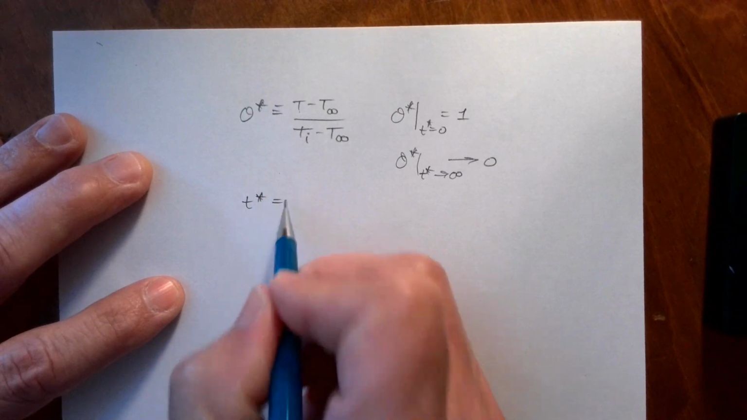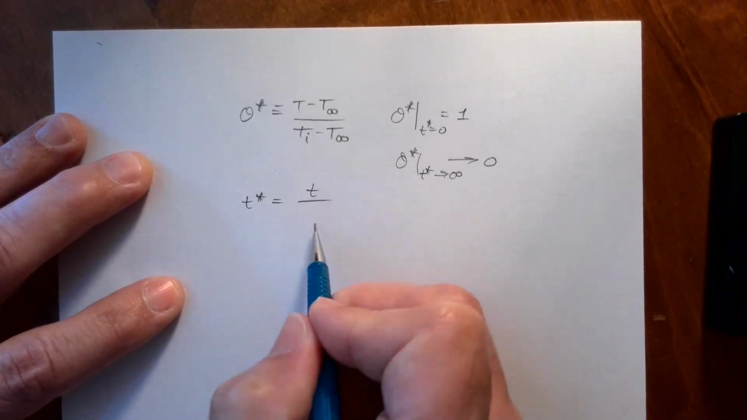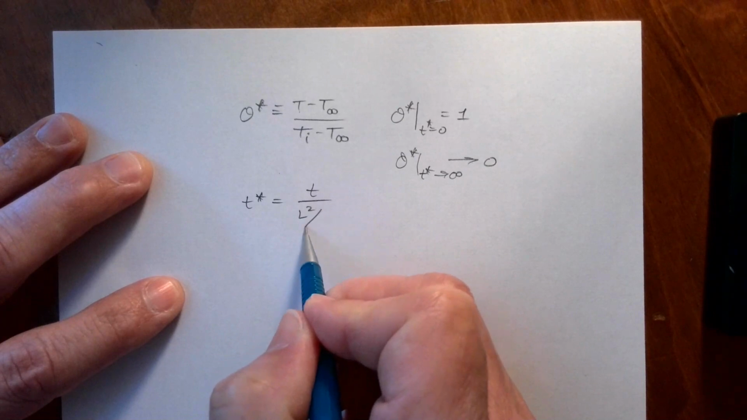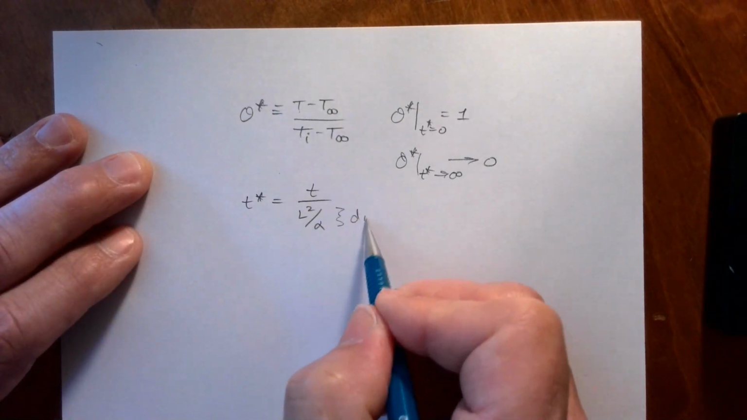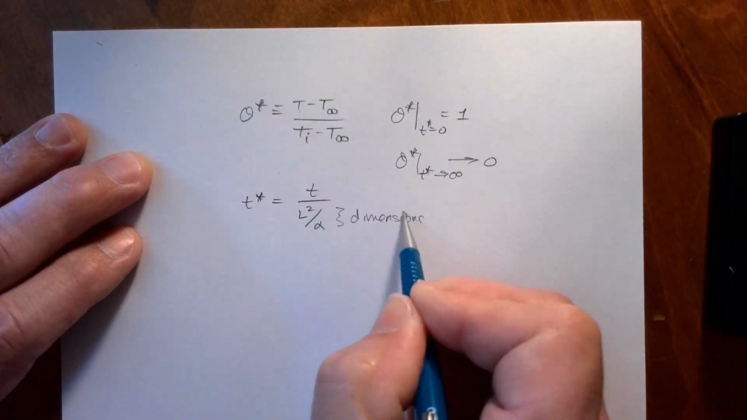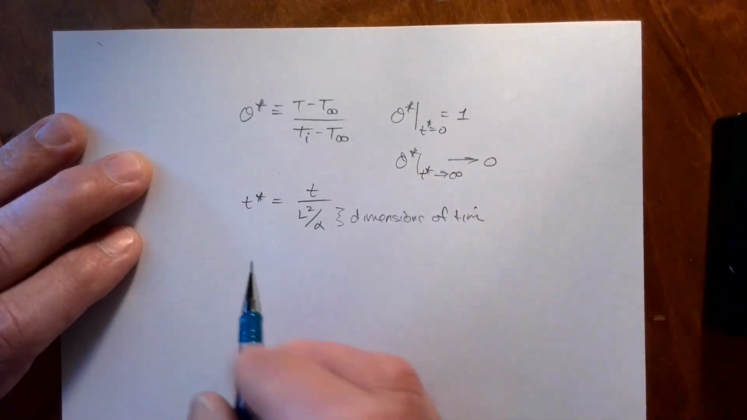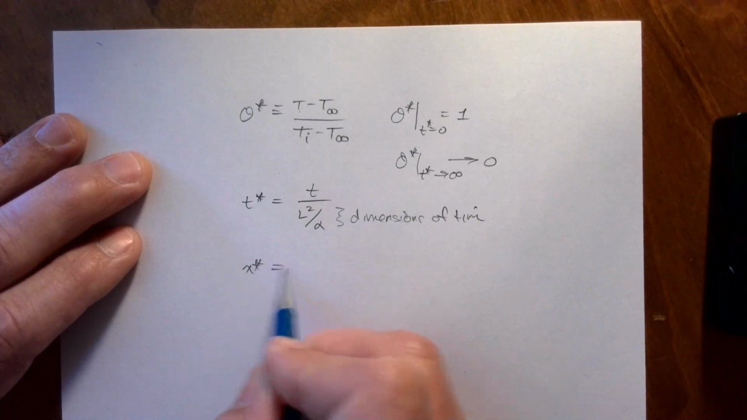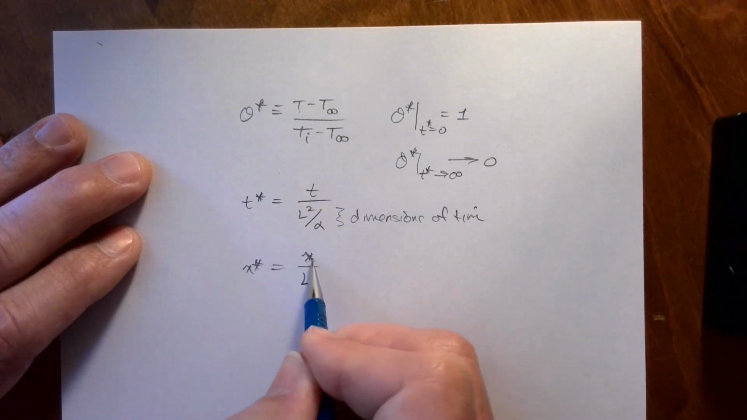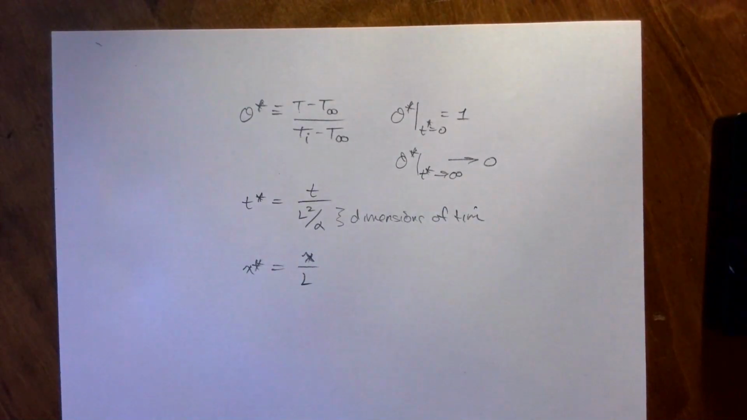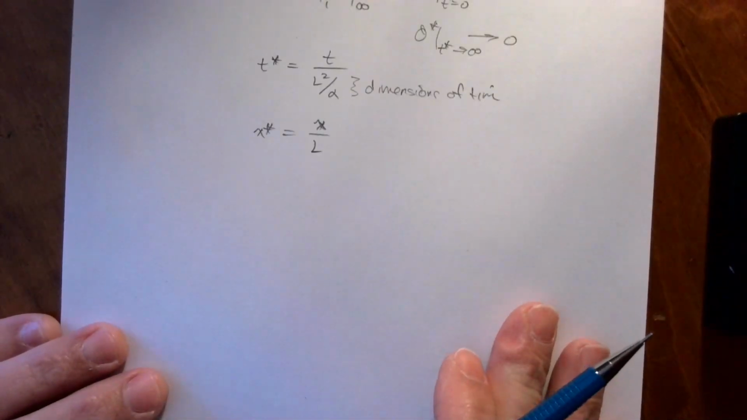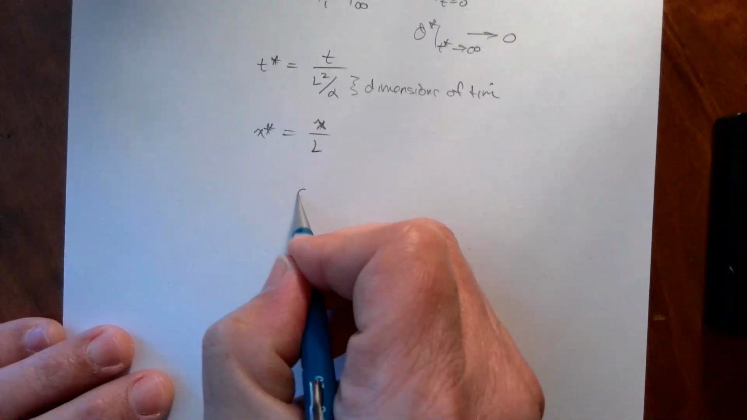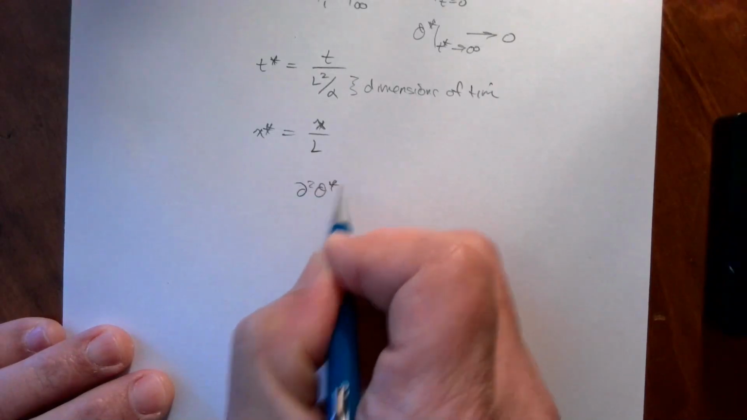t star is defined as t divided by our time scale, which is L squared over alpha. Alright, this has dimensions of time. And then x star will be defined as x over L. So these are all dimensionless quantities. Make a substitution into the previous governing differential equation. I'm not going to go through the details of this again, but we end up with this new problem.